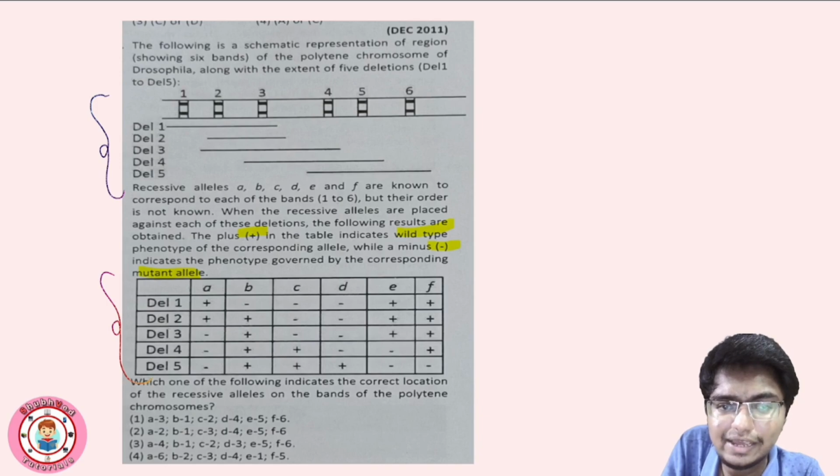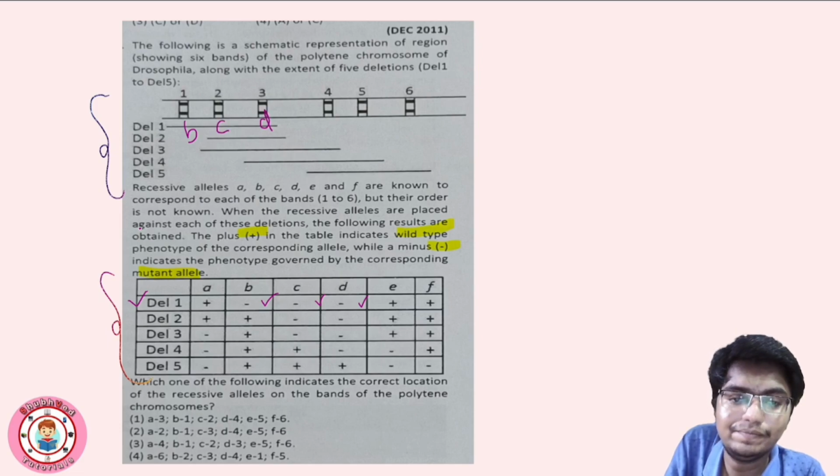बहुत easy है. Let's see now. Deletion 1 में B, C and D minus है, means these are mutated. So यहाँ पे हम लिख सकते हैं deletion 1 में B, C, D होगा. Then deletion 2 में again C and D common region है. So deletion 2 में again C and D होगा. Right? C and D.